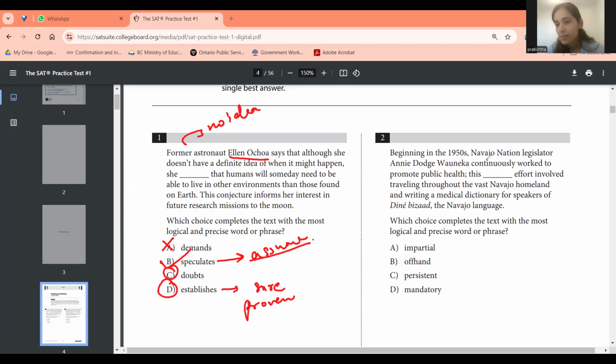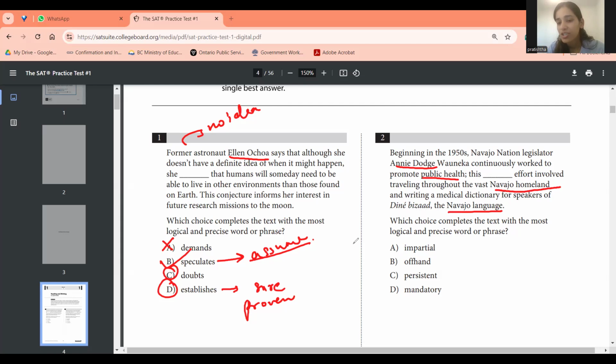Let's move on to this one. Beginning in the 1950s, Navajo Nation legislator Annie Dodge Wauneka continued working to promote public health. Okay, so this woman promoted public health. This dash effort involved traveling through the... so it seems like she continued beginning in the 1950s, where probably the time was not right. I'm just inferring these facts, right? I'm just trying to assume these facts. This dash effort involved traveling throughout the vast Navajo homeland and writing a medical dictionary for speakers of Dine Bizaad, the Navajo language. So it seems like it was a pretty tough task, right?